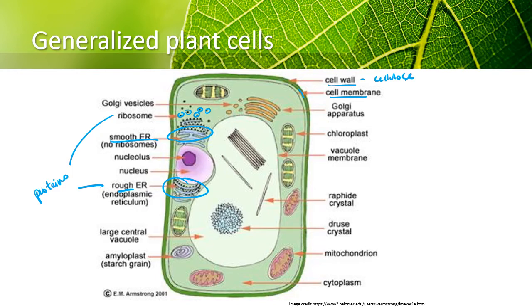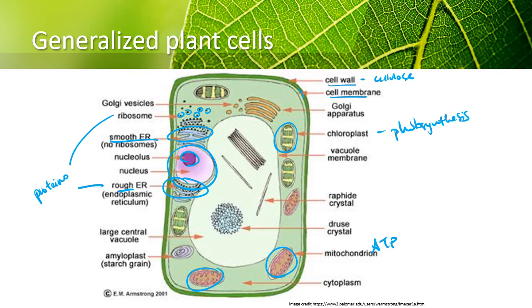Smooth ER has no ribosomes. Its job is to make more lipids. We've got the nucleus. It's going to hold on to the DNA. We've got the nucleolus. Its job is to make more ribosomes. There are mitochondria that create lots of ATP for the cell, and then chloroplasts is where we're going to carry out photosynthesis. We're going to make some glucose.